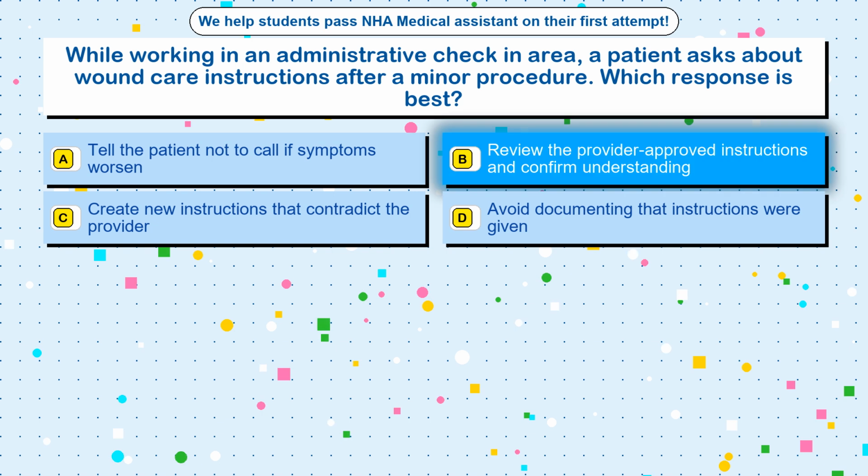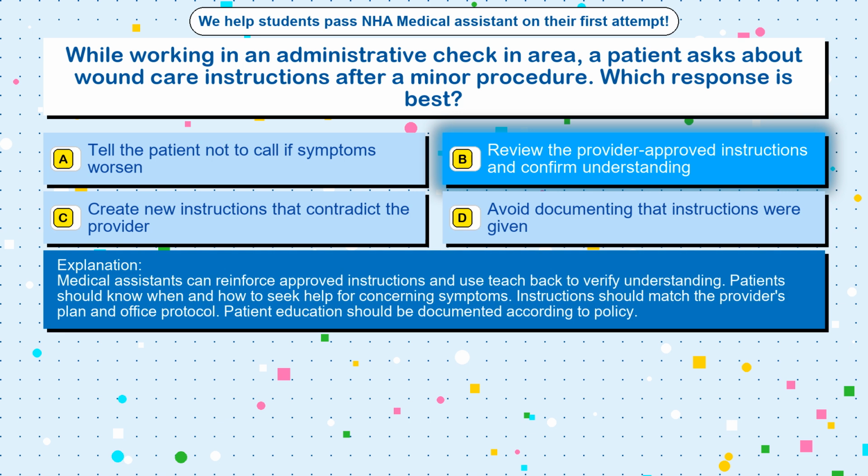The correct answer is option B. Review the provider-approved instructions and confirm understanding. Medical assistants can reinforce approved instructions and use teach back to verify understanding. Patients should know when and how to seek help for concerning symptoms. Instructions should match the provider's plan and office protocol. Patient education should be documented according to policy.